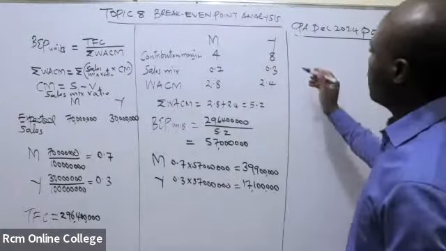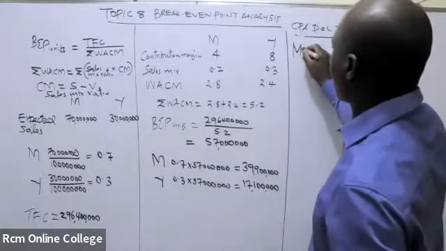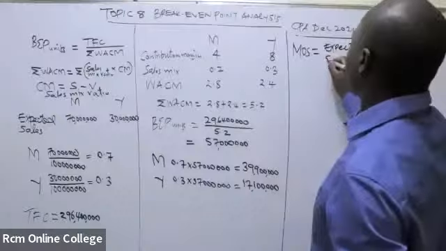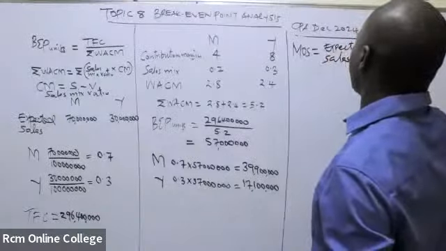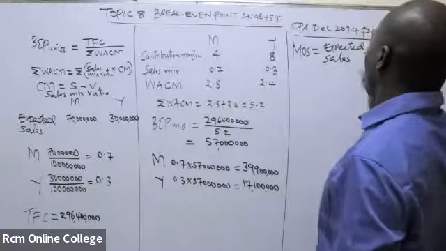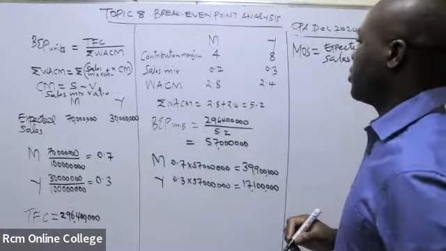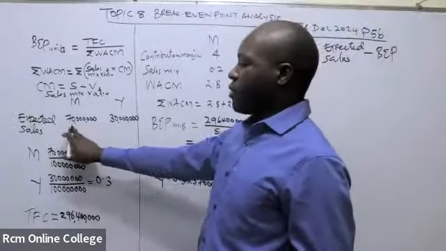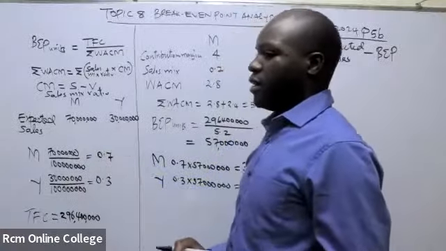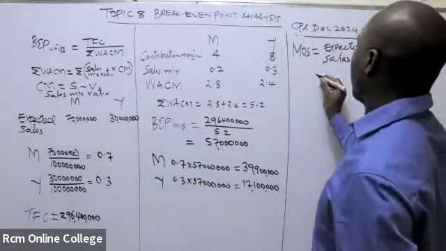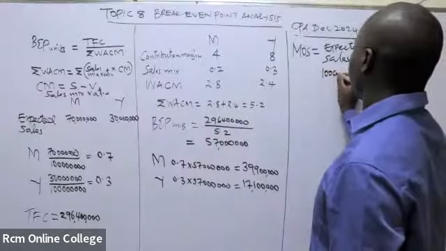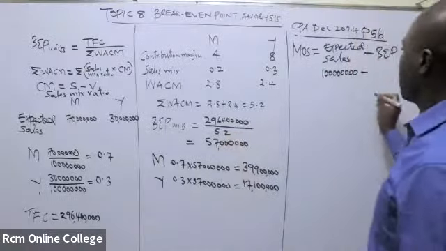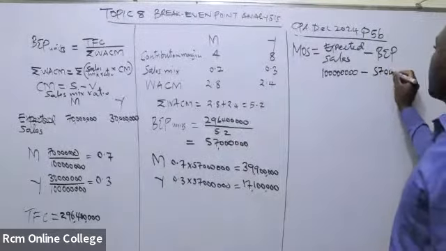Margin of safety, we said, is equal to expected sales minus break-even point. So the expected sales, we are having 70 million, 30 million. That is 100 million. So expected sales is 100 million minus break-even point, which is 57 million.